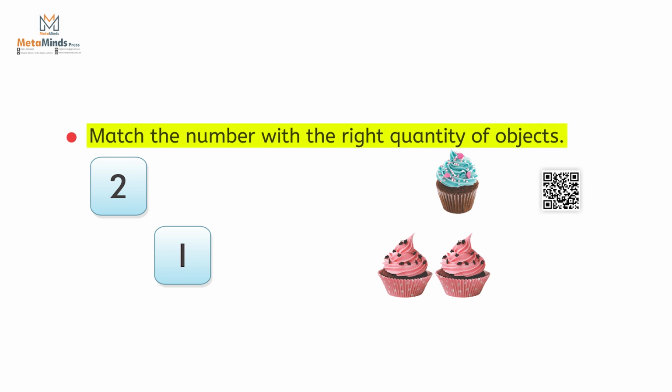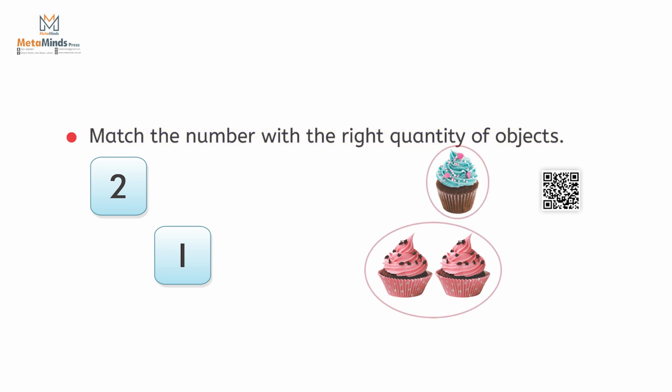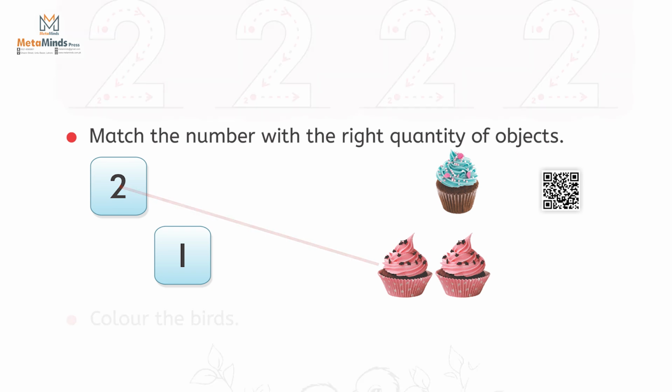Match the number with the right quantity of the objects. So here are cupcakes. You have to match them with the related number. So count the cupcakes. 1 blue cupcake, and you are going to match it with the number 1. And then we have 2 pink cupcakes. Here you have to match these cupcakes with the number 2. Very right, my dear kids.